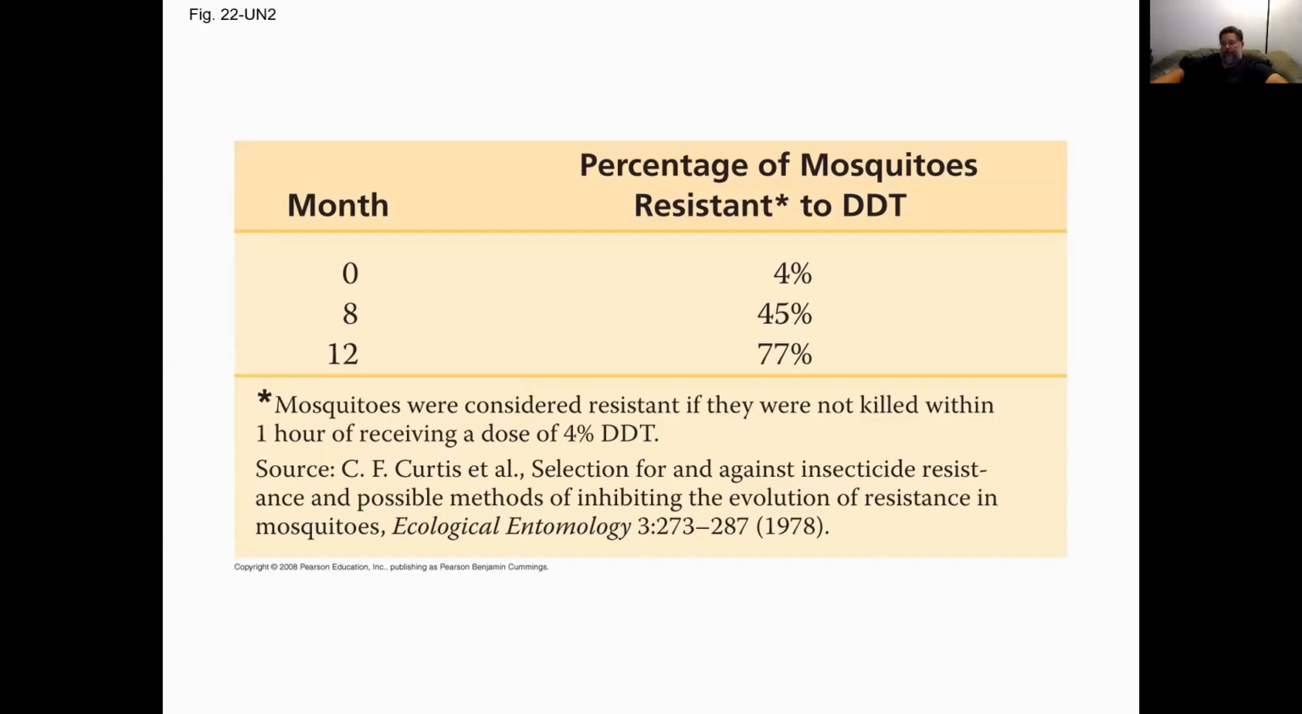So getting rid of mosquitoes often gets rid of malaria. And again, not all mosquitoes spread malaria. These are the Anopheles mosquitoes and things like that.